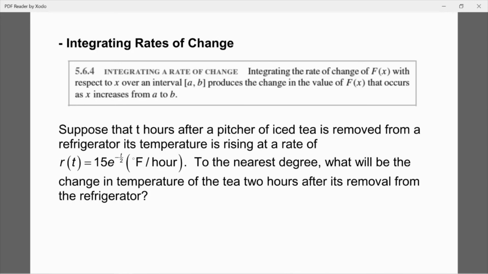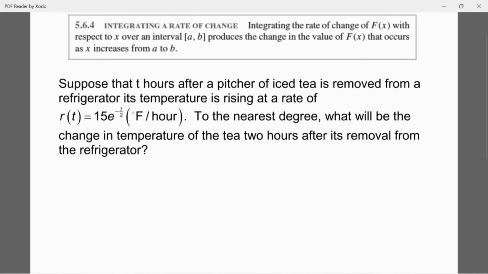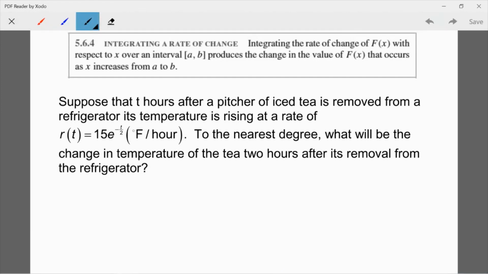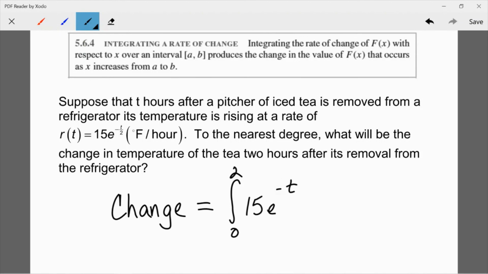15 e to the negative t over 2 degrees Fahrenheit per hour. To the nearest degree, what will be the change in temperature of the tea 2 hours after its removal from the refrigerator? Okay, so this is pretty straightforward. If I want to know the change in temperature, I'm just going to write this as the change. It's going to be equal to the integral, and we're talking about time is 0 starting when we take this out of the refrigerator. So we're going from 0 to 2, that's the 2 hours, and it would just be 15 e to the negative t over 2 dt. And then we could solve that out.